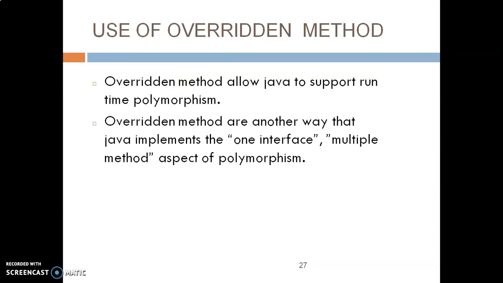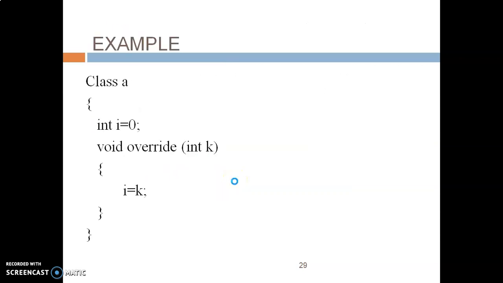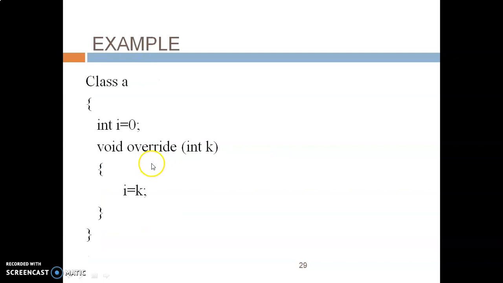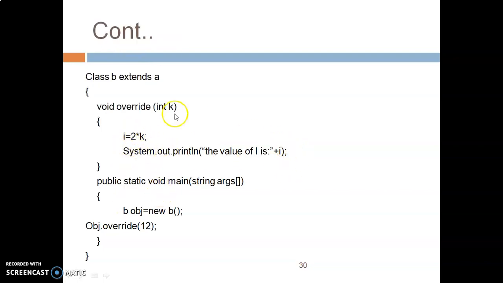Similarly, when we talk about an overridden method, it means we are trying to override one method by another, with the behavior in the child class. Overridden methods allow Java to support runtime polymorphism. Overridden methods are another way that Java implements the one interface, multiple methods aspect of polymorphism. This is the example. The same method is overridden. Here it is in the parent class, and in the child class you can see the behavior has been completely changed. There we have a single statement. Here you can understand at a glance there are two statements. So the method is overridden here.